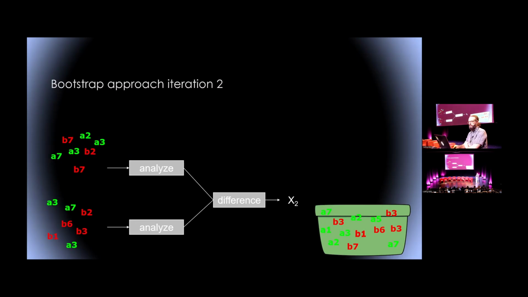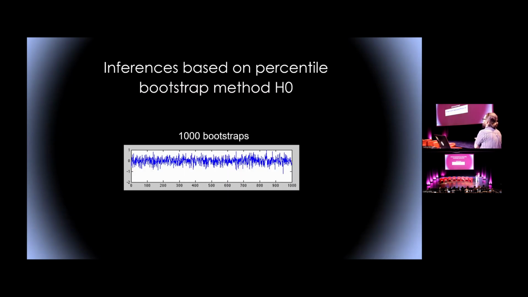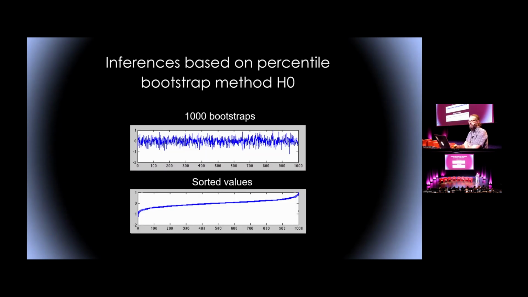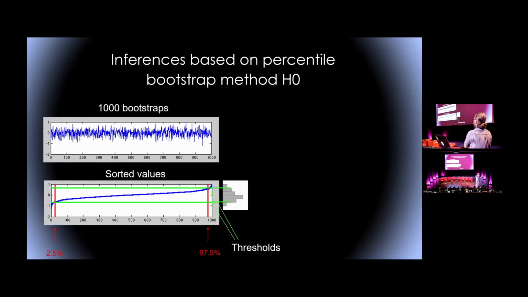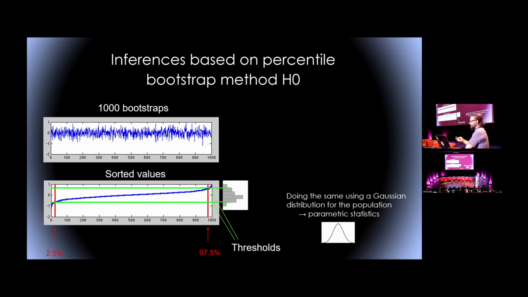And we're going to do that many times. So we do that a second time. We do that 1,000 times. So as before, we have all of our bootstrap values, about 1,000 of them. We sort the values from lowest to highest. We compute the histogram here, and we set some thresholds, and then we assess if 0 is in the tail or not.